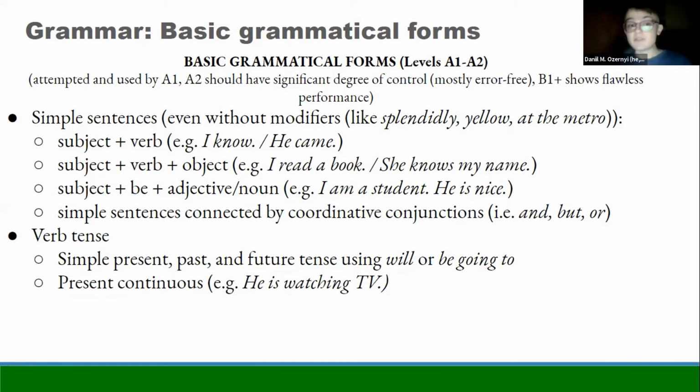And present continuous, the other tense which should be known. So that limits the toolbox of the students, right? Present simple, past simple, future simple, be going to, and present continuous. Only five solid grammatical structures, only five tense structures, right?